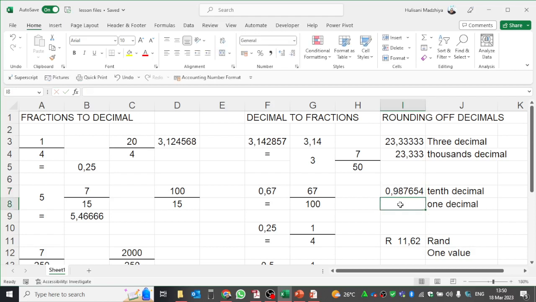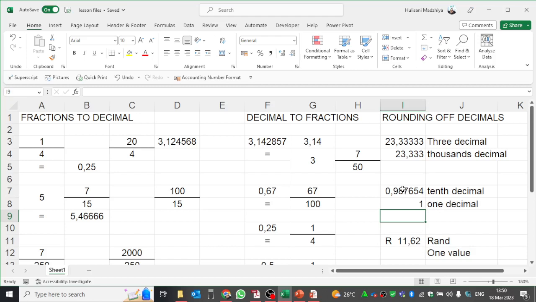So therefore, we're going to have our final answer being 1. So this is rounding off the 10th decimal to 1 decimal, which is equivalent to 1 decimal. So this is the 10th decimal.